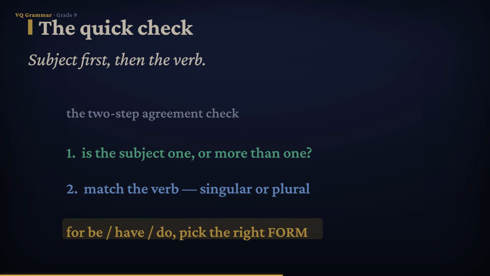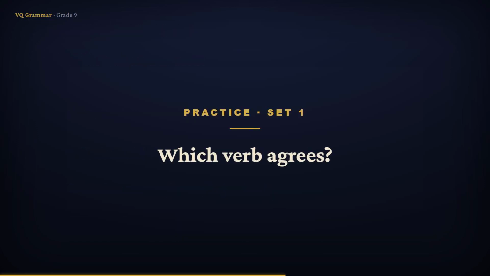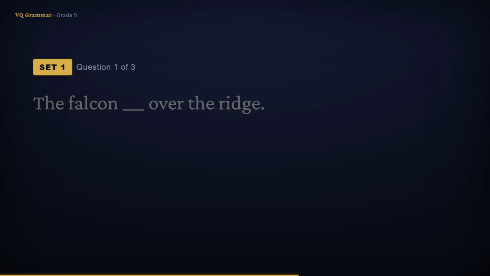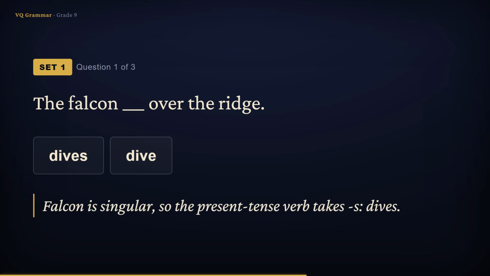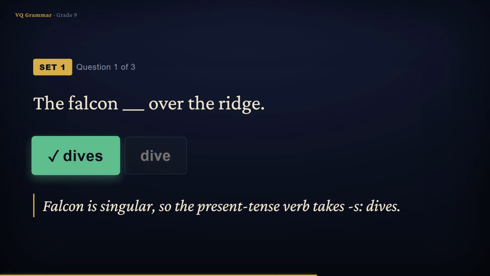Ready to practice together? In this first set, I'll give you a subject and 2 verbs. Pick the one that agrees with the subject in number. Pause the video and try each on your own before I reveal the answer. The falcon blank over the ridge. Dives or dive? Falcon names just one bird, a singular subject. In the present tense, a singular subject takes the S form of the verb. So the answer is dives.